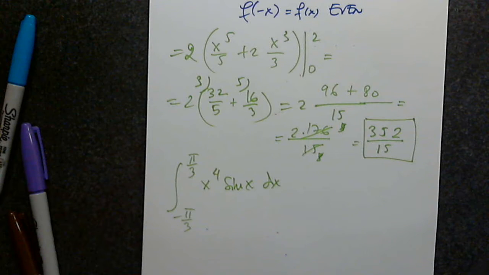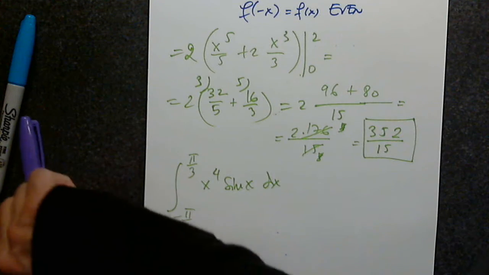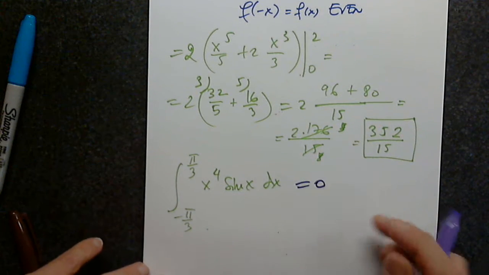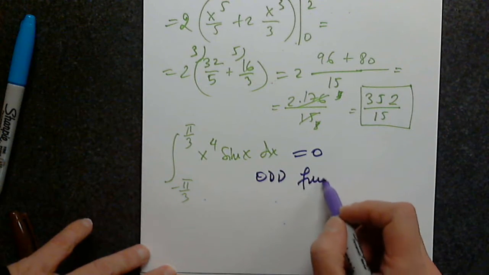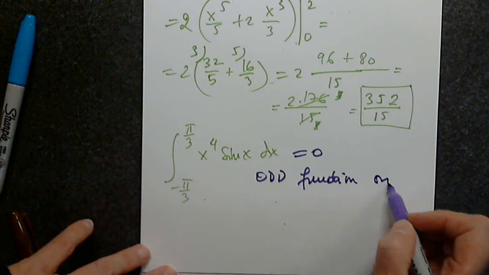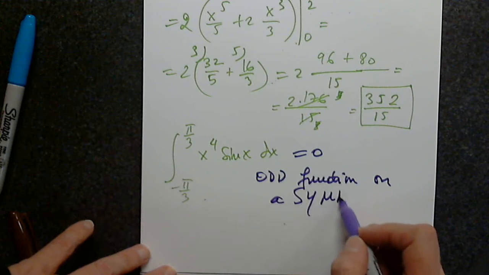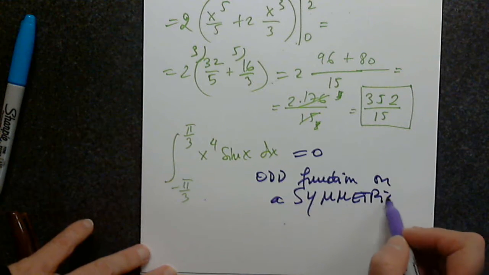Again, you have to be careful with powers. So x to the 4th is definitely even, but sine to power 1 is definitely odd. That makes the entire function odd. So the answer is 0. And I have to write odd function on a symmetric interval.